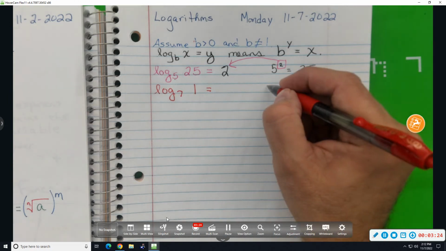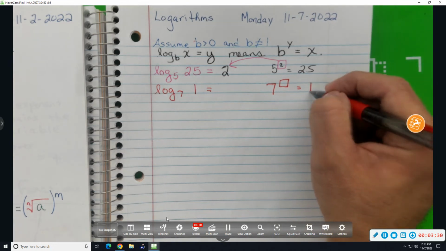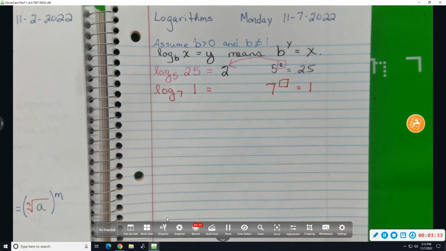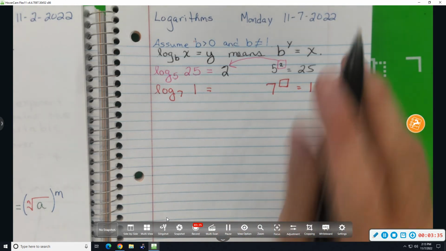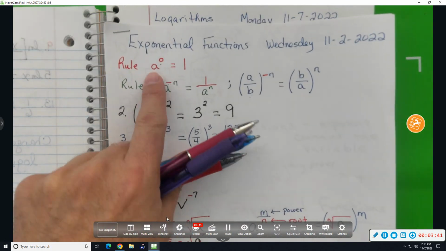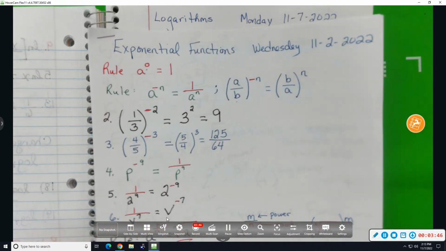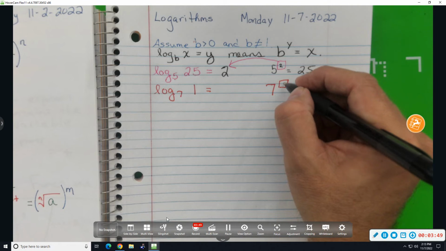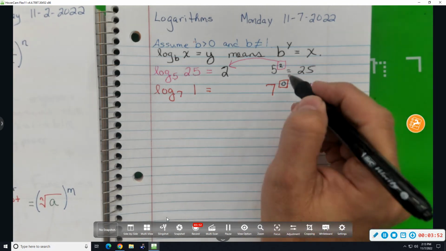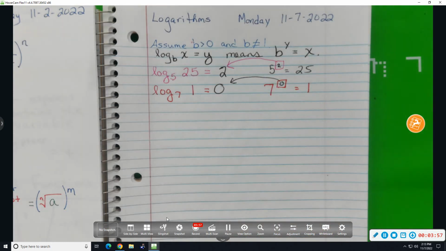What you're thinking is, 7 to what power will give you a 1? It goes back to something we did on Monday. Did I hear 0? Yeah, that's right. Anything to the 0 power is 1, like 7 to the 0 power. When I say anything, I mean anything except 0. 0 to the 0 power isn't 1. 0 to the 0 power is undefined. If you punch that into your calculator, it'll even agree with me.